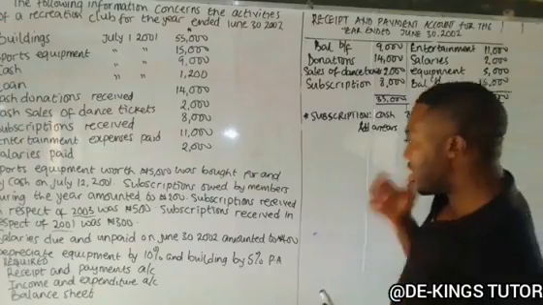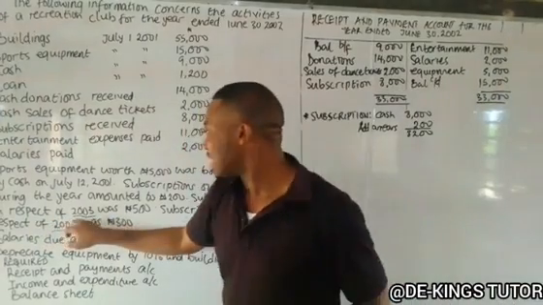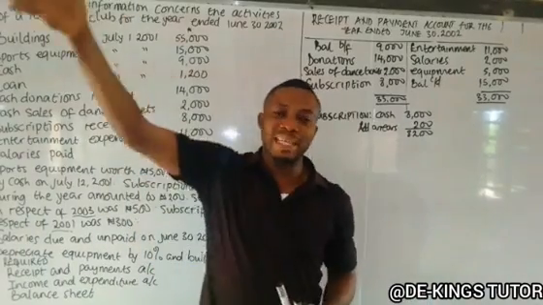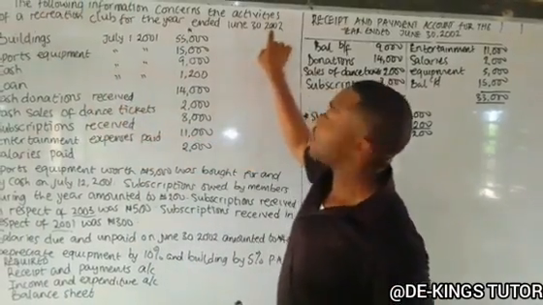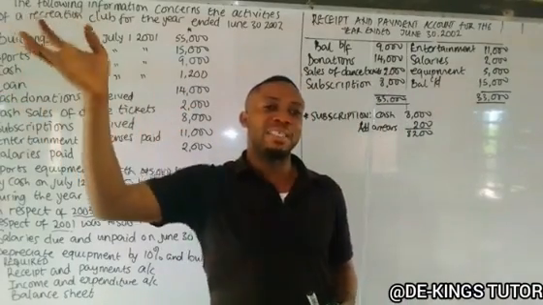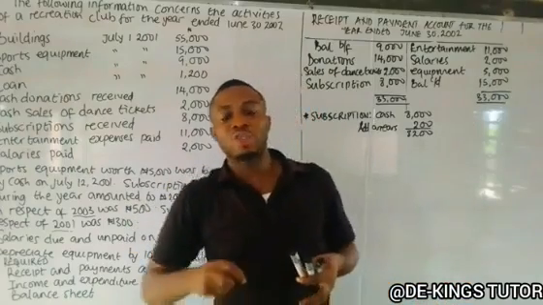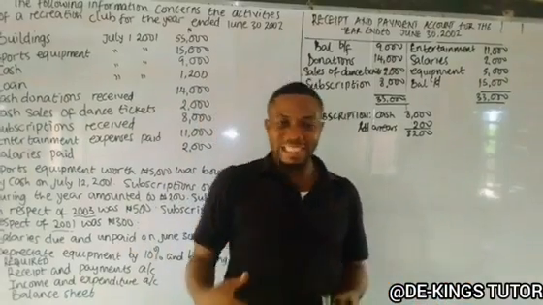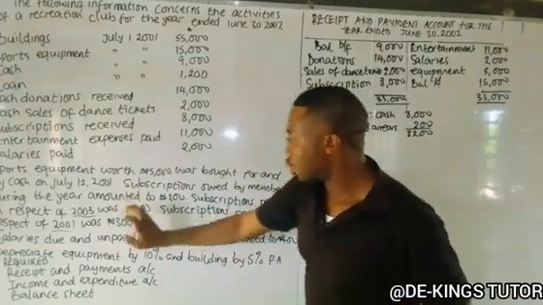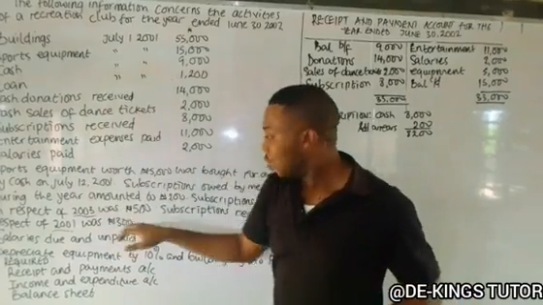Okay. Now the next one, it said subscription received in respect of 2003 was 500 naira. Now it means there are some persons that paid in advance. Remember, we are dealing with 2002, but it says some people paid in advance. So if they paid in advance, it means we are going to deduct that money. We want to know the actual income that was supposed to be earned for the current year for the club. So for subscription that was paid for 2003, we are going to deduct it.